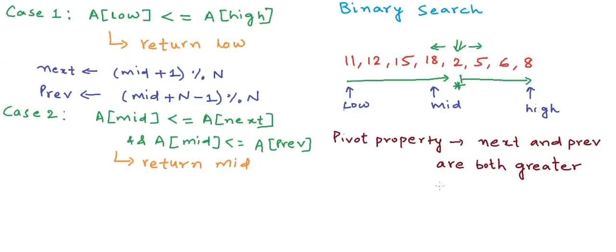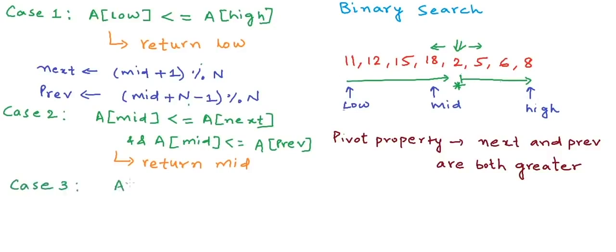Now if the middle element is not the pivot, then can we use a property where we can say that we can discard the right half or we can discard the left half and we can go to one of the halves to search for the pivot element? Well, yes, it is possible to do so.